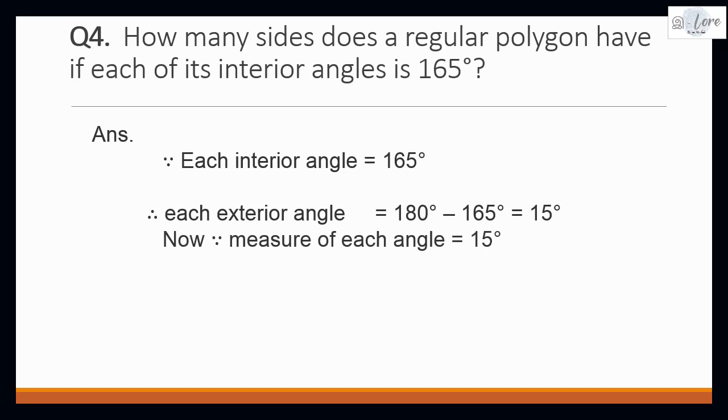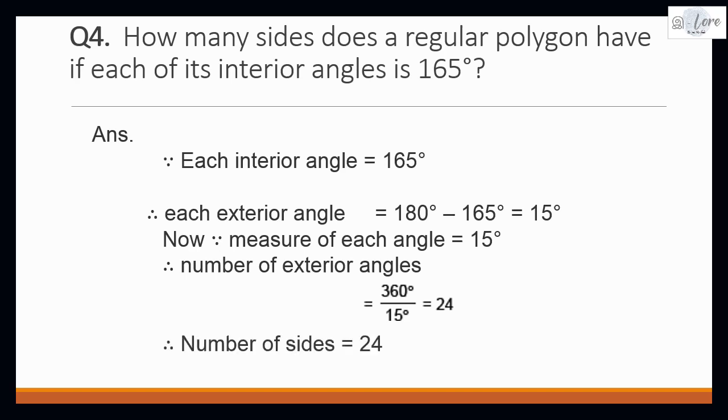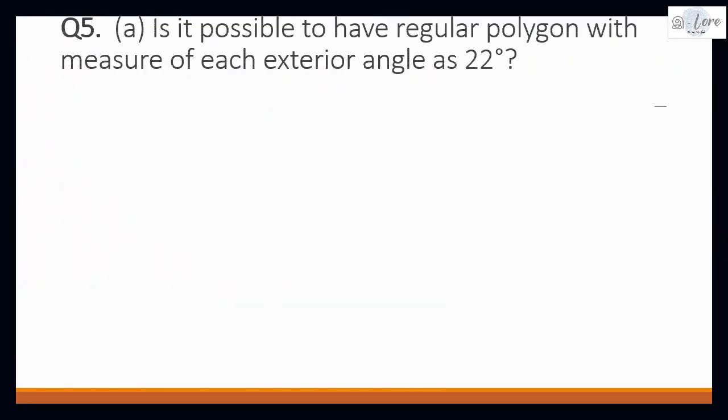Please work it out over there. Now since the measure of each exterior angle is equal to 15 degrees, it's a very simple solution to find the sides. So 360 degrees divided by each exterior angle. The number of exterior angles will be 360 divided by 15, which gives the solution as 24, so 24 in number. Okay, this is the way you have to work out the problem.